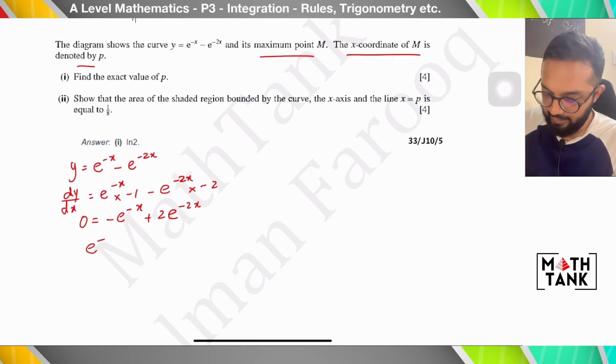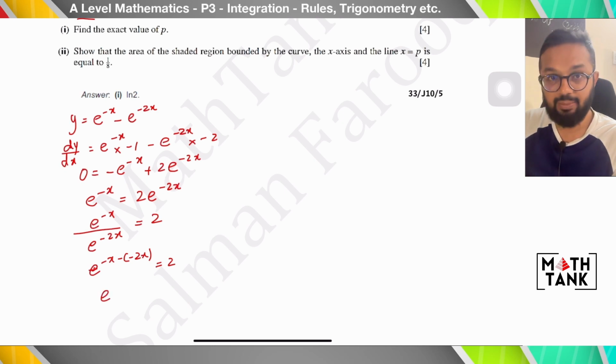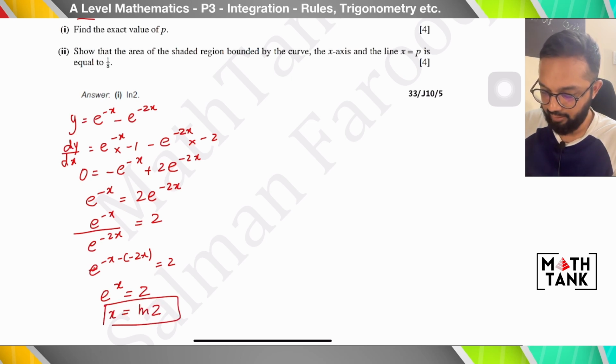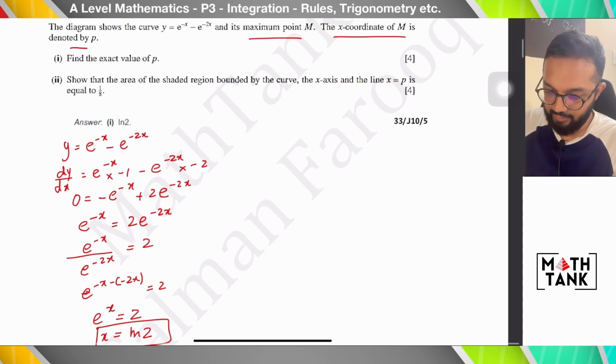So solving this, if I can make it simple, pulling this to one side, I can subtract the powers. E power minus x minus minus 2x equals 2. So that gives me e power x, so x equals ln 2. That's the answer to the first part, which is the exact value of P. So I found P.